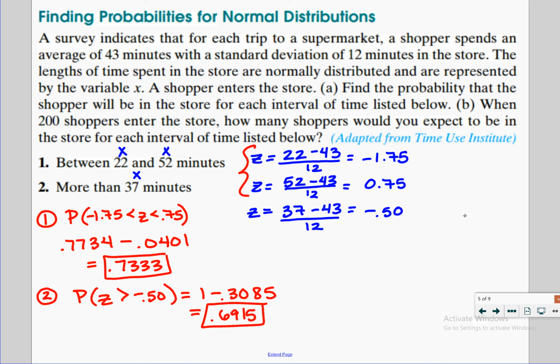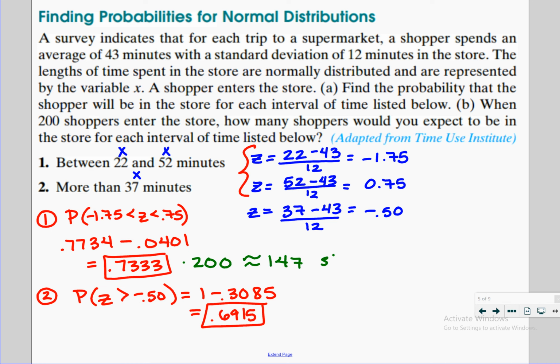And if we say "of" in math, we're multiplying. So we're just going to take that times 200. And to the nearest person, I get 146.66. So I'm going to say about 147 shoppers. So if 200 people enter the store, we can expect that about 147 of them are going to stay in the store between 22 and 52 minutes, according to this model.